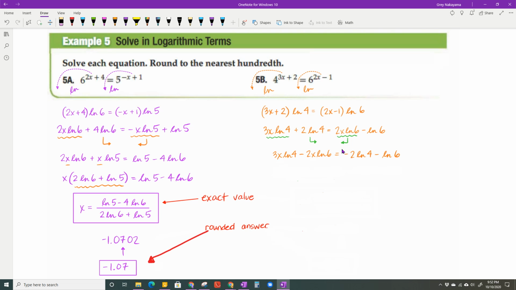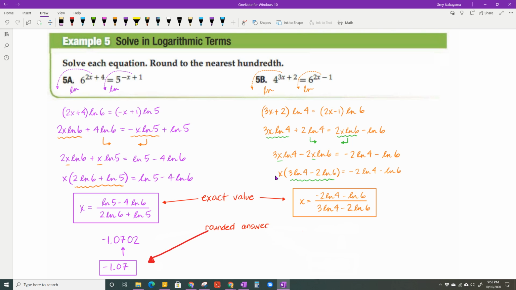I have the x's on one side, but now I'm going to factor this x out. And when I factor it out, I've got 3 ln 4 minus 2 ln 6. So it's exactly what this says, just without the x because it's in front. And nothing on the right side changed. But I have to get rid of what's in the parentheses, so I'm going to divide, which means it's going to end up on the bottom when I write my final product, okay?